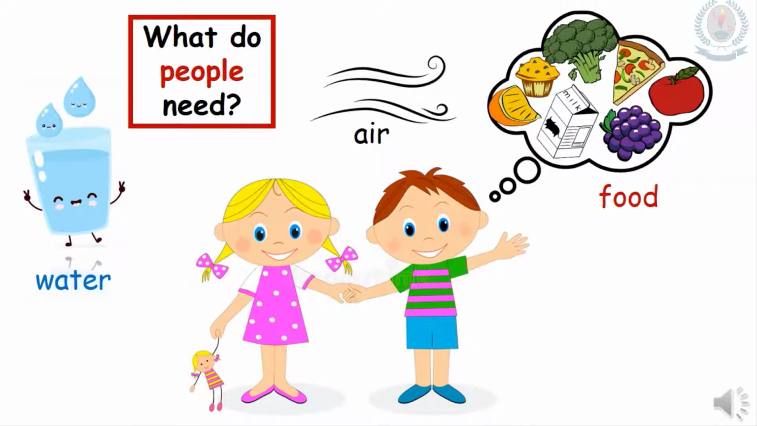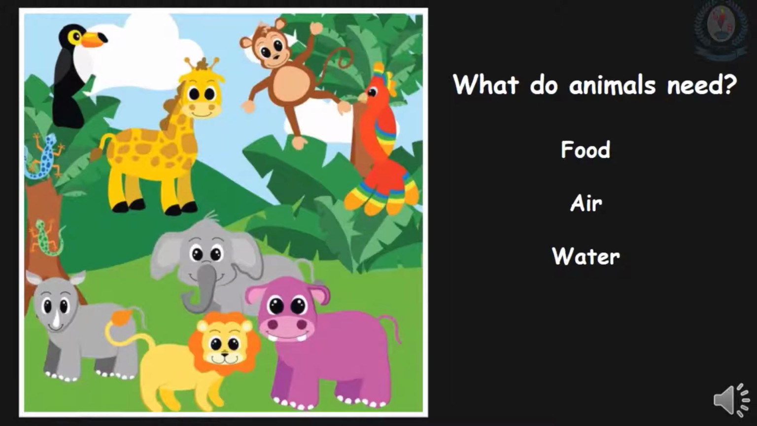Now let's see what people need. What do people need? People need water, air, and food. Remember, children, we need to have a balanced diet. Now you know what plants need, what people need. Now let's see what animals need to survive. What do animals need? They need food, air, and water to survive.